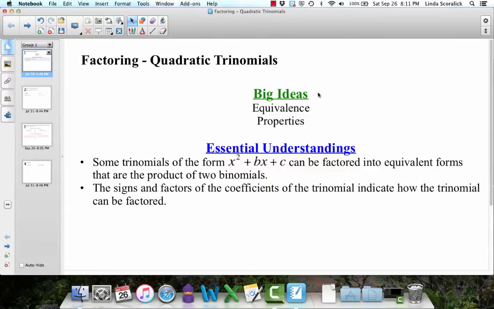It's important that you walk away from today's lesson understanding that some trinomials of the form x squared plus bx plus c can be factored into equivalent forms that are the product of two binomials. It's also important that you walk away from this lesson understanding that the signs and factors of the coefficients of the trinomial indicate how the trinomial will be factored.